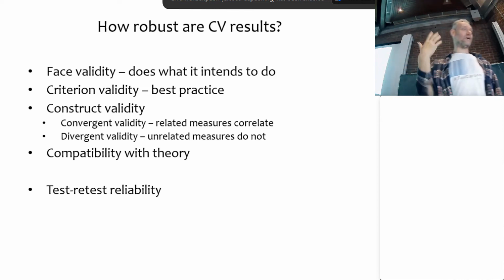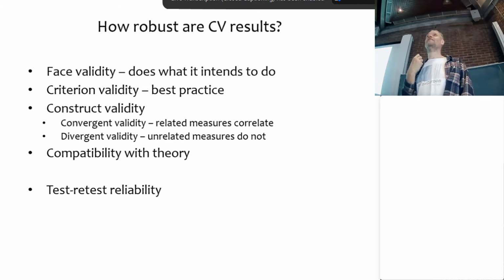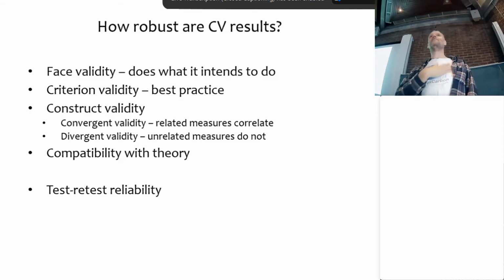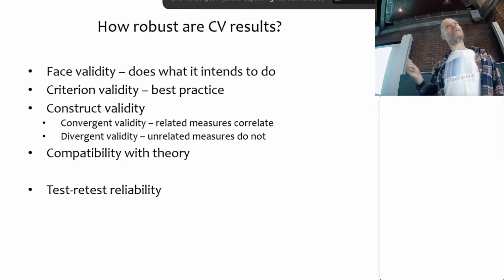Second, and for academics very important, criterion validity. Is this actually state-of-the-art methods? People outside academia don't care about this, but academics do. Does it follow best practice? A third form of validity is construct validity, and it can be convergent or divergent. If we measure the same thing in different ways, do we actually get the same results? Or, and I'll get back to that, if we measure something differently, do we get a different result, right?